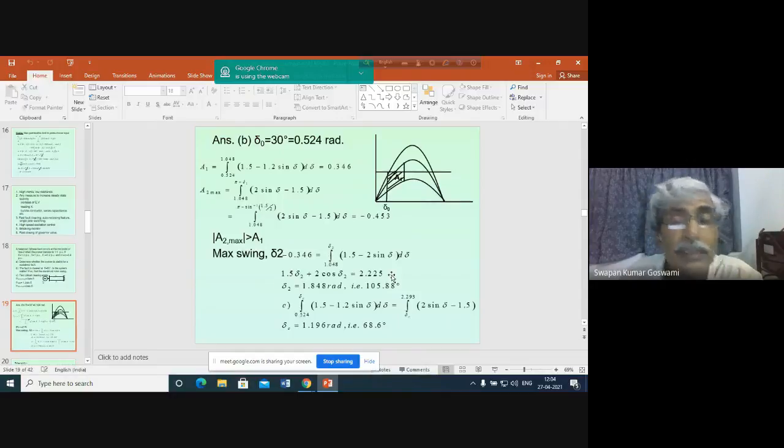A point which is less than 90 degree. But during transient, during swing, the generator may cross that limit because it is in the swinging condition. It is now oscillating. It may exceed 90 degree during oscillation, but the stable point, if it becomes stable, should always be 90 degree or below that. Okay, now the second part is completed.